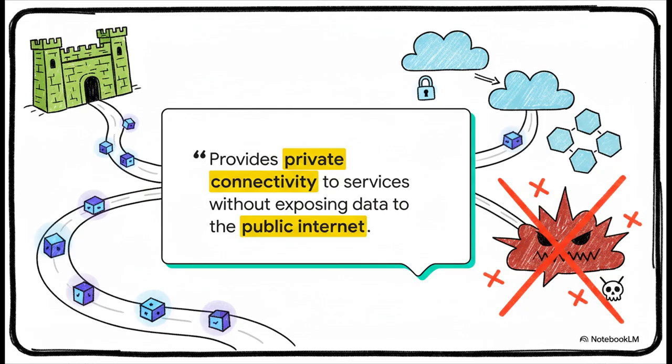Just imagine for a second. You need to connect to a service, let's say S3, but you have a strict rule. Your data can never, ever touch the public internet. How do you do it? Well, PrivateLink creates a secure private endpoint right inside your own VPC, basically teleporting that service to you. It is the absolute ultimate in secure connectivity.